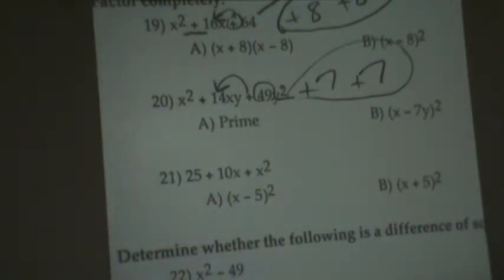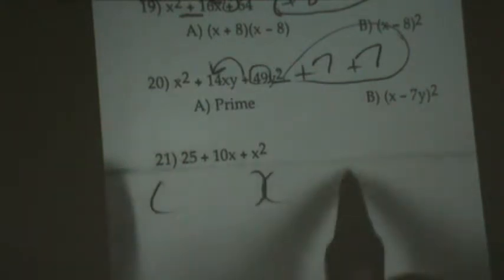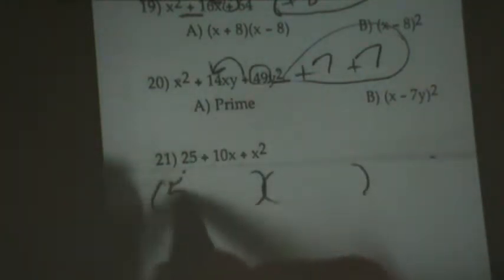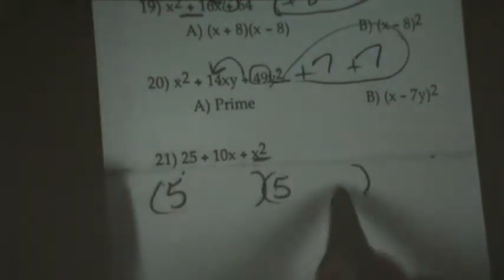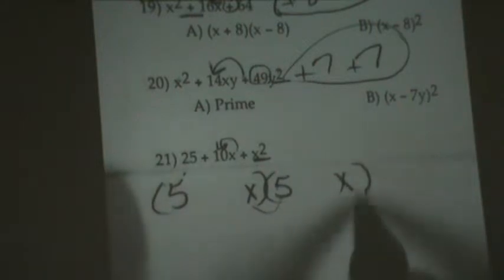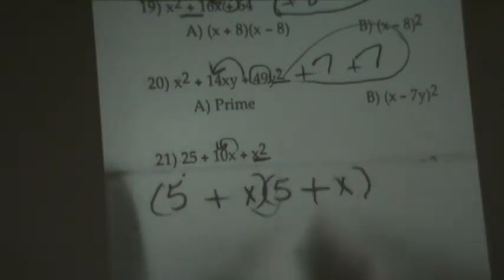And in this group of problems, there's one more, so this is probably a trinomial square. 25 is 5 times 5. X squared is x times x. Are these going to add to give you 10? Yes. 5x and 5x, yes. They need to be positive.